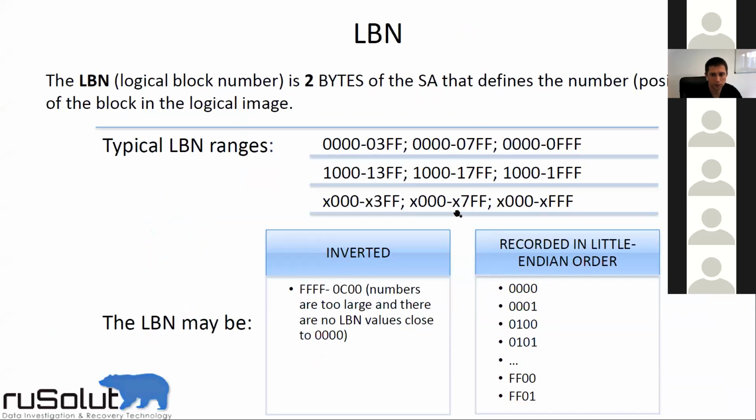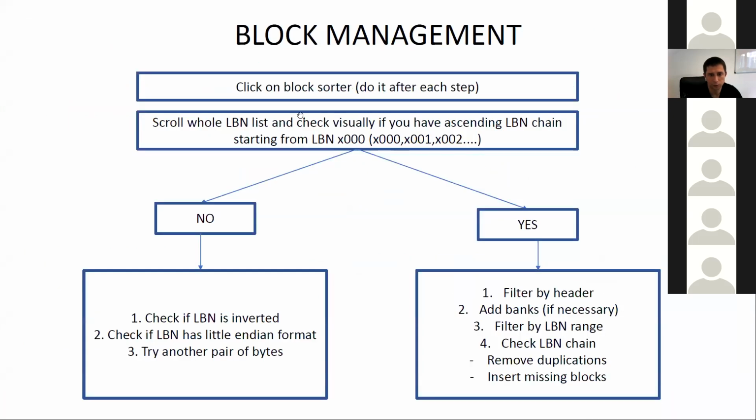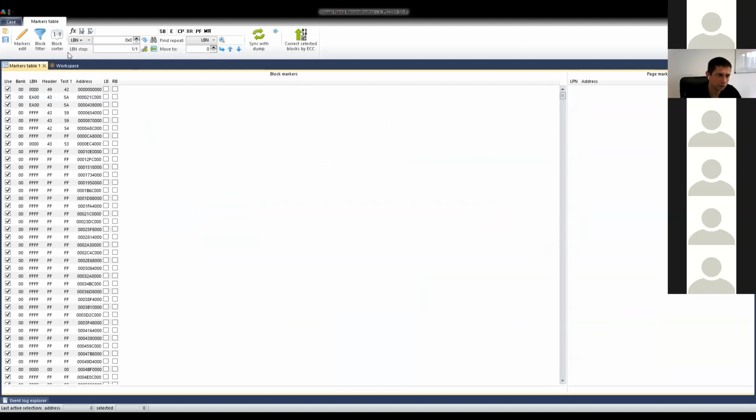And how will I do this? Let's try to follow this diagram. So first of all, I will click block sorter, and I will scroll the whole LBN list and check if I have an ascending sequence. The block sorter button is here. So I click it, I leave the default settings. And now all LBNs are sorted. And now let's just scroll it. I see zeros now, and those zeros are just some empty blocks.